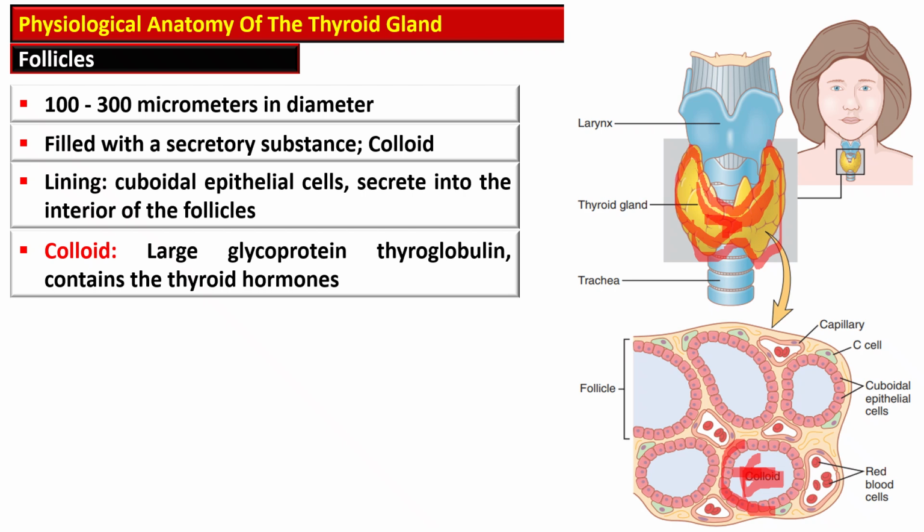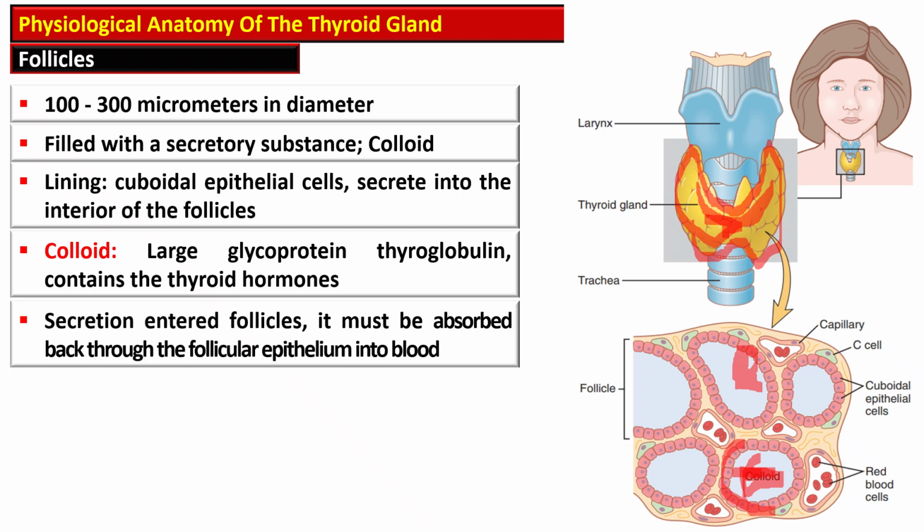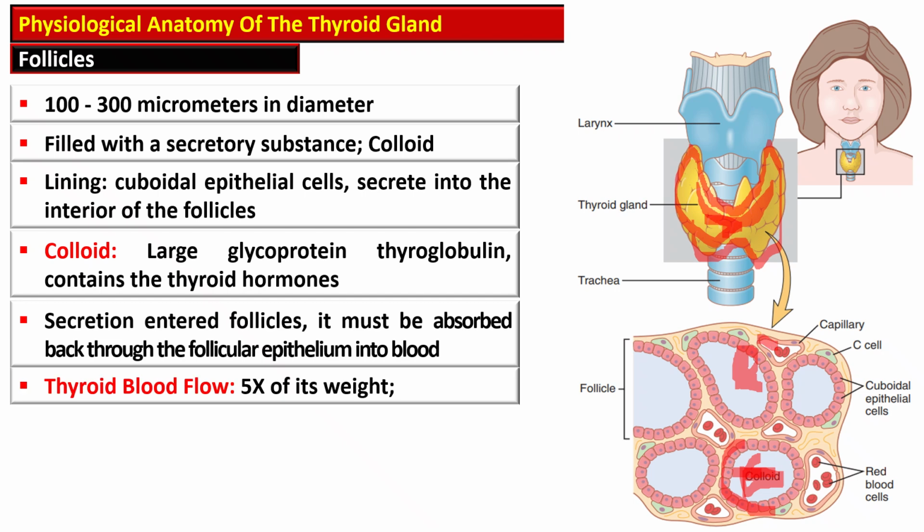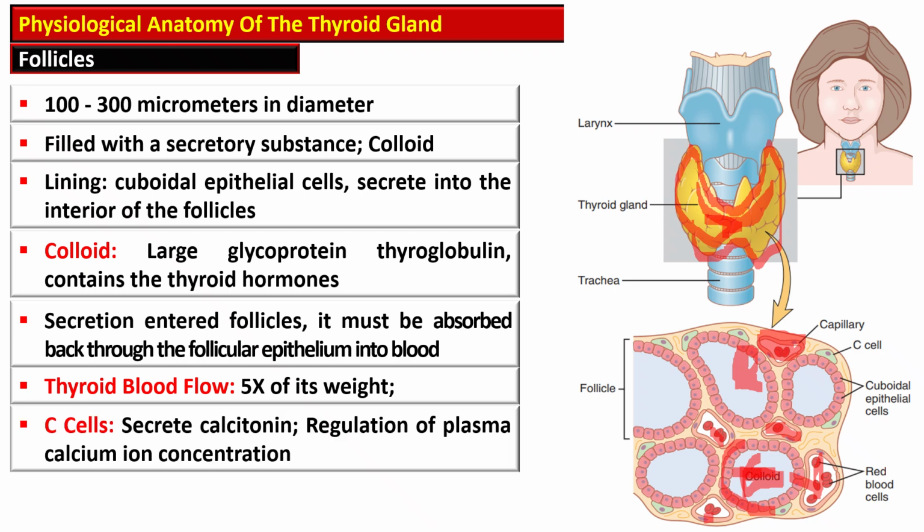So this colloid is the reservoir of thyroglobulin. This is a glycoprotein, and it contains the precursor of thyroid hormone, both the T3 and T4. And the thyroid hormone is secreted into this colloid, and later this is absorbed into the blood. This is a highly vascular organ, and it receives about 5 times blood supply to its weight. As you can see, the abundance of blood vessels are there in this picture.